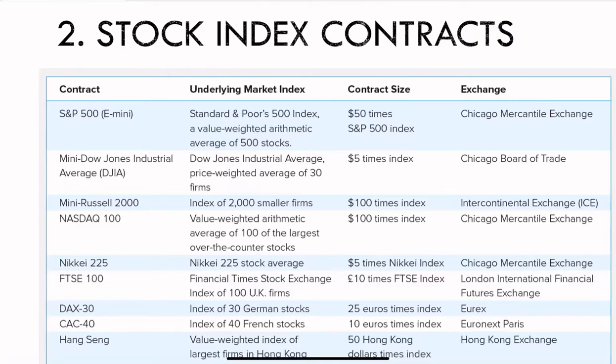So we have finished our discussion on currency futures contracts. So let's talk about stock index contracts. By the name, you would know that these are futures contracts which are written on equity indexes. The most famous one would be the E-mini SP 500. It's a futures contract based on SP 500.